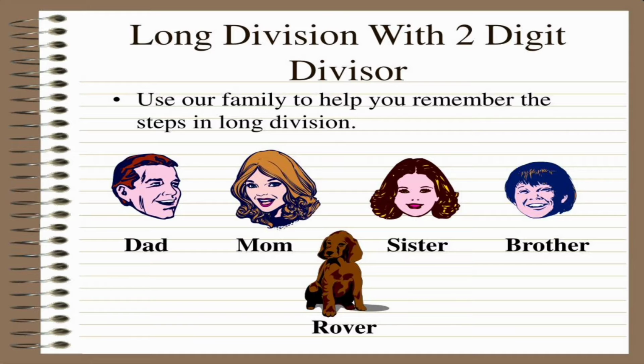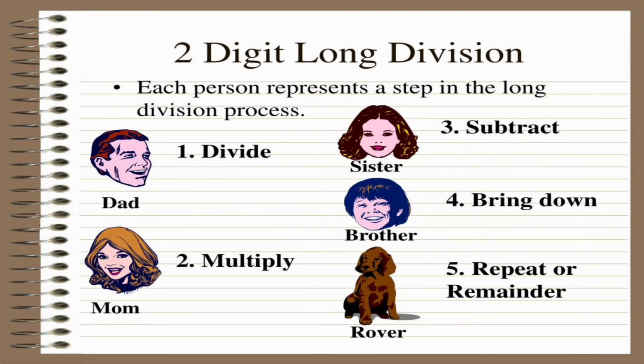So use our family to help you remember the steps in long division. So we have dad, mom, sister, brother, and of course, our dog named Rover. Each person or a dog represents a step in the long division process. Okay, so first, of course, is our dad. Starts with letter D, which means the first step is to divide.